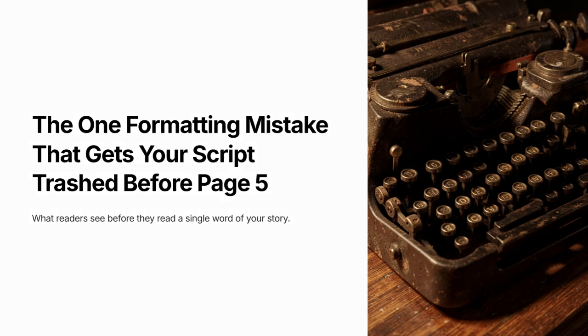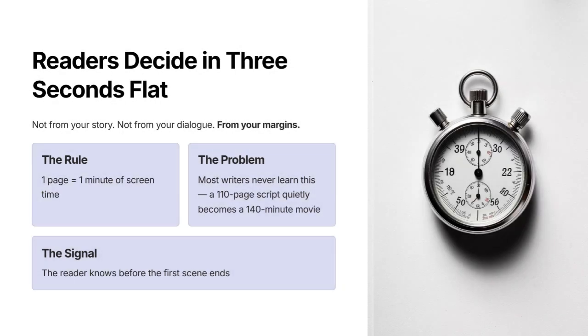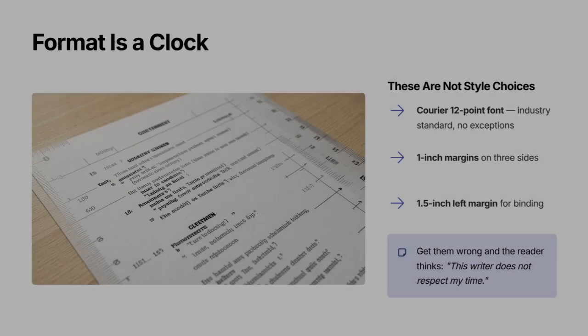Standard screenplay format exists because it equals time. One page equals 1 minute of screen time. But most writers never learn this, so their 110-page script is actually a 140-minute movie, and the reader knows it before the first scene ends. Therefore, every formatting choice you make is secretly a math problem.